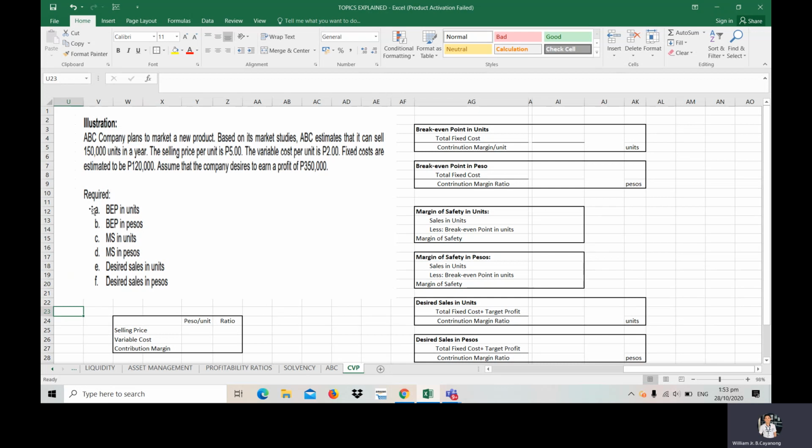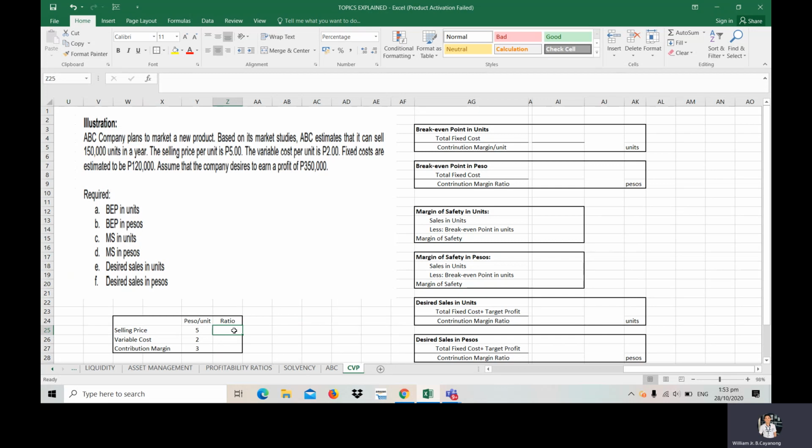But before we dive into the break-even point in units and in pesos calculation, let us first have the selling price, or the essentials of the problem. So how much will be our selling price according to the problem? That's 5 pesos. The variable cost is 2 pesos. And for our contribution margin, you have to deduct the variable cost from the selling price of 5 pesos. Therefore, our contribution margin is 3 pesos.